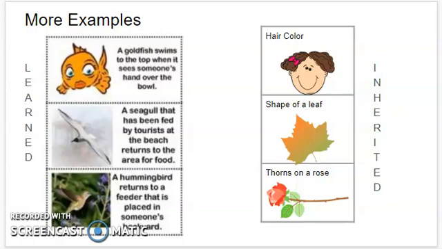So the big idea is that learned behaviors are acquired after birth. Inherited traits are things that an organism is born with. I hope that makes sense. We'll keep practicing.